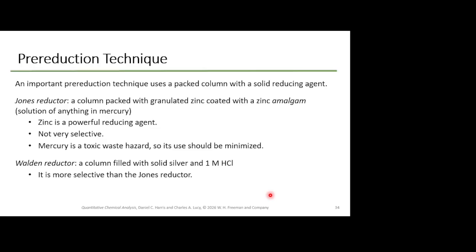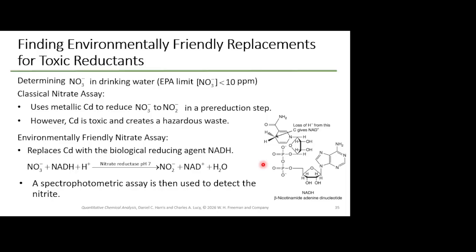Now, these are some different techniques you can use for pre-reduction. I don't think there's anything I can particularly add to this other than mercury is toxic, and you can't buy the mercury stuff anymore. It's very expensive because nobody wants to produce it. But yeah, so let's look at an example. I think that's usually our best bet.